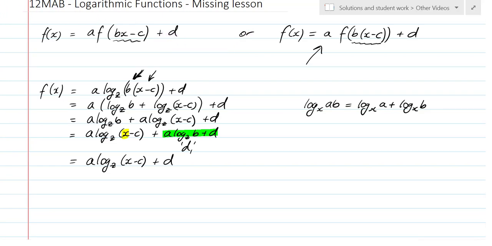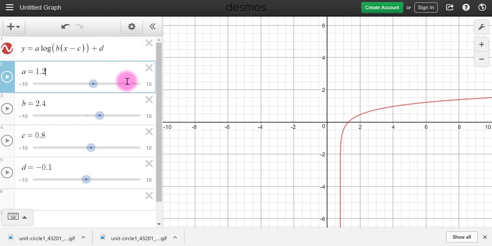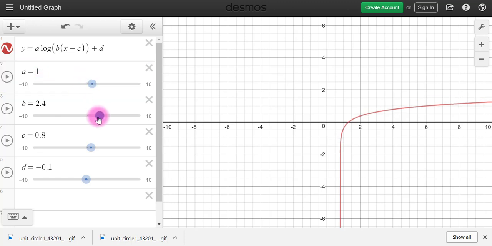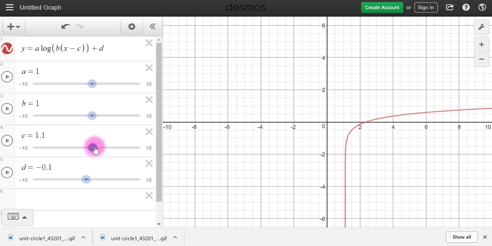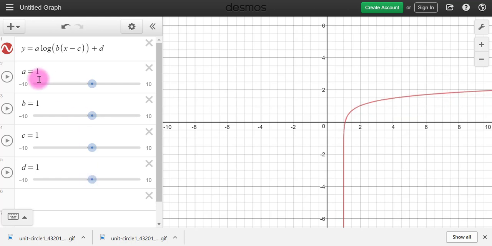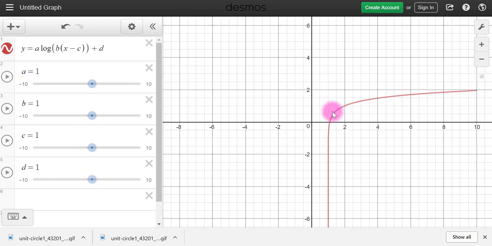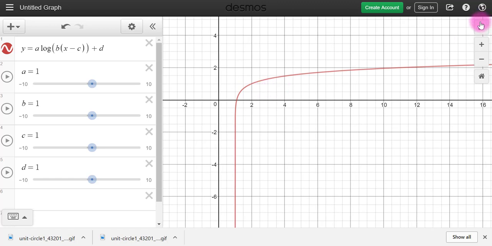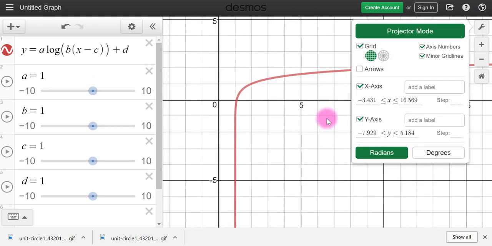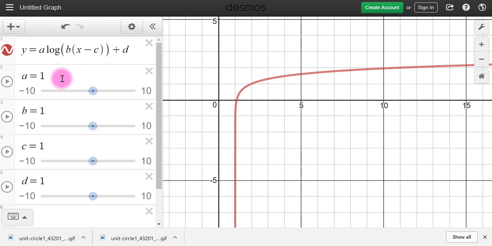We just shoot along here to my open Desmos file, and you'll see that I've set this up already with sliders for a, b, c and d. My slider for a is at 1.10. I'll move that back to 1. B, I'll move back to 1. C, I'll move back to 1 as well. And D. There's our standard log function, which I'll shift across here, and that standard log function can be transformed using these.